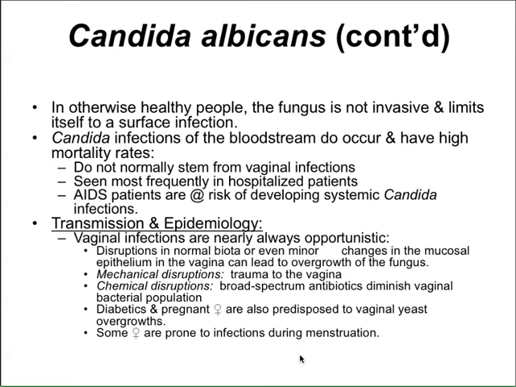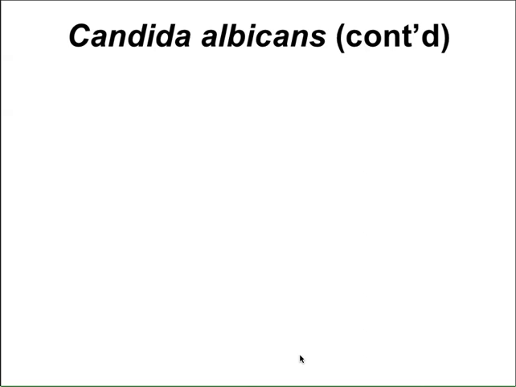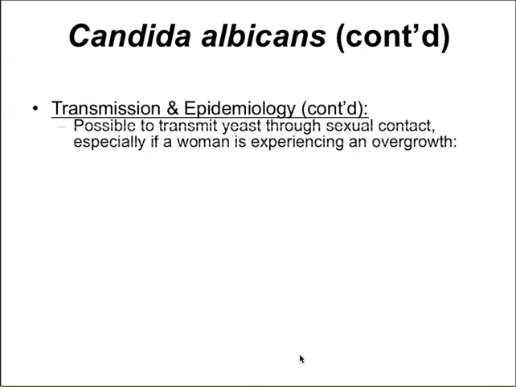Mechanical disruptions can traumatize the vagina and provide a port of entry. Chemical disruptions, such as those from broad-spectrum antibiotics, diminish the vaginal bacterial population, and then the yeast can take hold. Diabetics and pregnant women are predisposed to vaginal yeast overgrowth. Some women are prone to infections during menstruation as well.